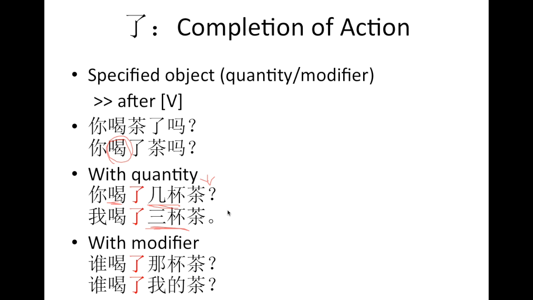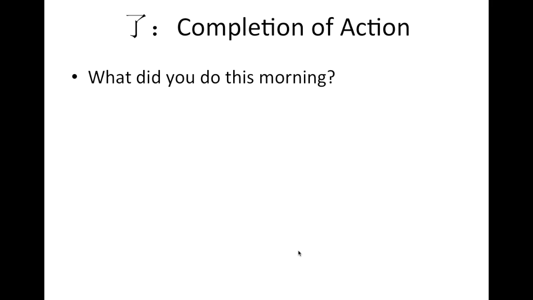Now, another example with a modifier. 谁喝了那杯茶? Not just tea, but 那杯茶, that cup of tea. Or 谁喝了我的茶? Not just any tea, but my tea. So these are modifiers for 茶. So in this case, you also can only place le after the verb instead of the end of the sentence. 懂了吗? Now, let's practice.